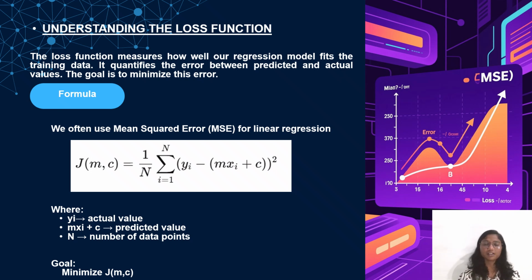So there is a formula. Here is the formula of the mean square error. In this formula, y_i is the actual value, mx + c is the predicted value, and n is the number of data points. And here our goal is to minimize the value of J(m, c).